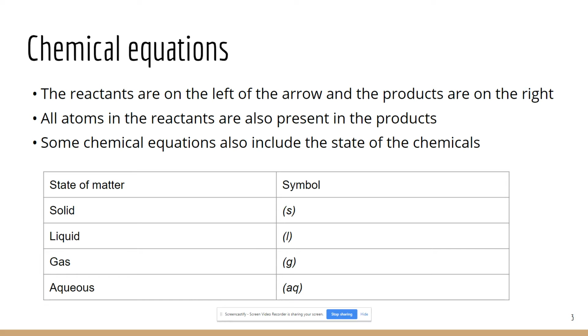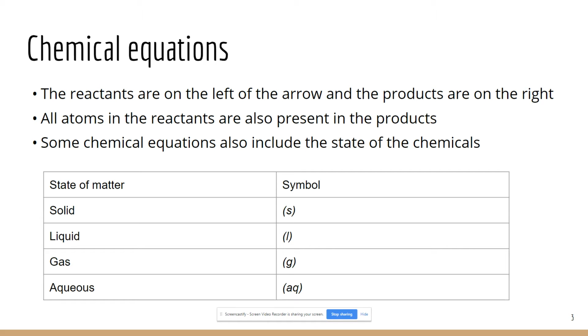But chemical equations, we put reactants on the left and products on the right. These equations just tell us what is happening in a chemical reaction. Everything that is in the reactants must be present in the products because of the law of conservation of mass. Matter can neither be created nor destroyed.